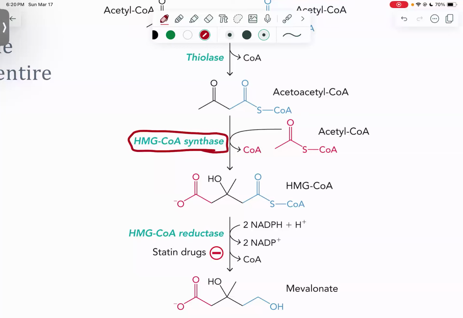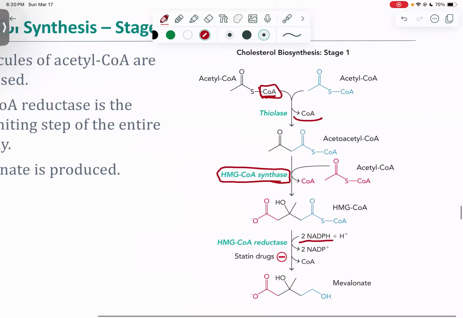So when we're doing this process, we do need reducing power because we are consuming NADPH. And we're also going to release our coenzymes, right? So every time we're going to release 1, 2, 3 coenzyme A's.